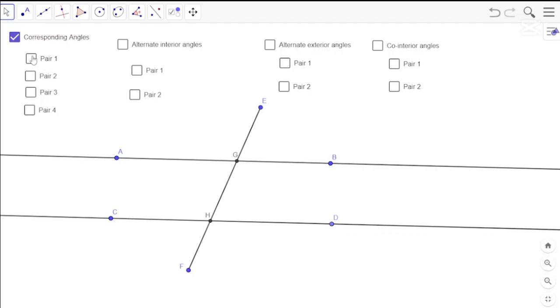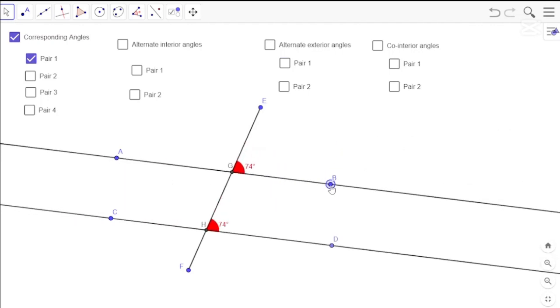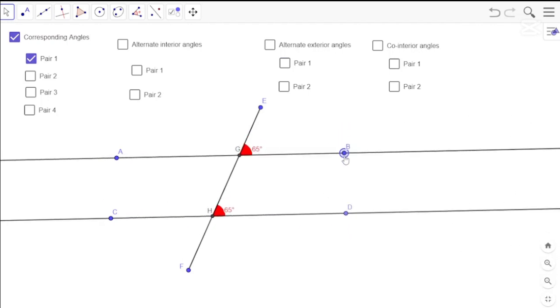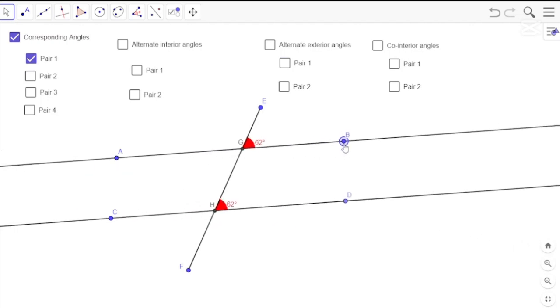So let's look at the first pair. We see that angle BGE is congruent to angle DHG. In other words, angle BGE is equal to angle DHG. You can see that we have 68, 68. Once we change the positioning of the parallel lines, the angles keep changing, but they remain the same.